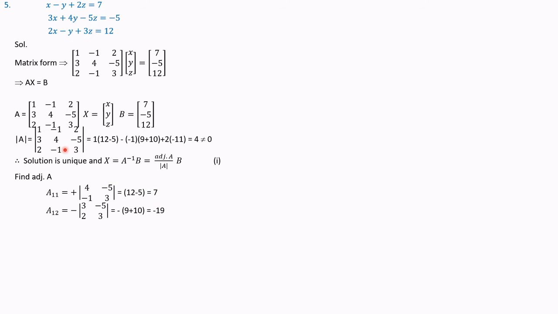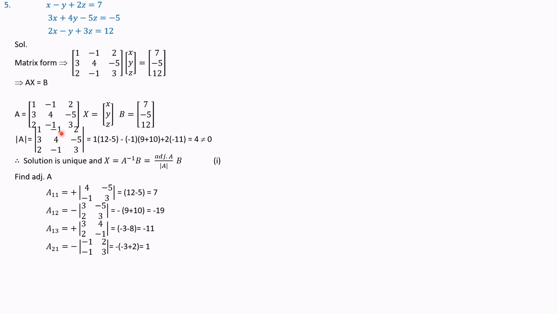Therefore, A12 is this. You delete the first row and second column. You get 3 minus 5, 2 and 3. You get minus of 9 plus 10. That is equal to minus 19. So A13, that is the third element. You delete the first row and third column. You get 3, 4, 2 minus 1 and the value is minus 11.